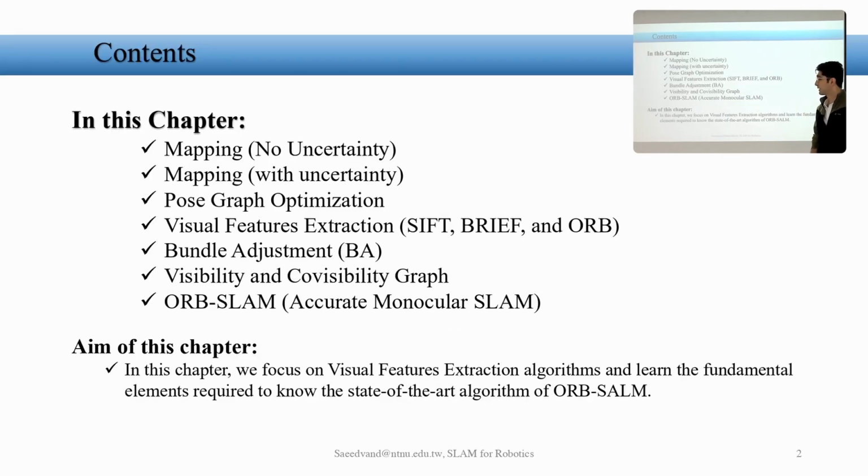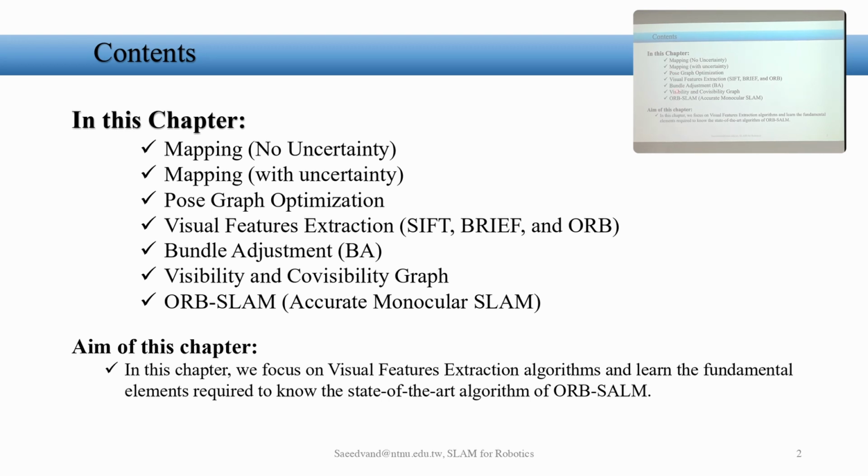So first of all, we will start today with mapping. We talk about mapping when we don't have any uncertainties. Then we talk about when we have uncertainty. For now, everything is clear, to clarify what's happening. Then, as I mentioned, we talk about pose graph optimization. We will understand how we can improve the performance of mapping using pose graph optimization.